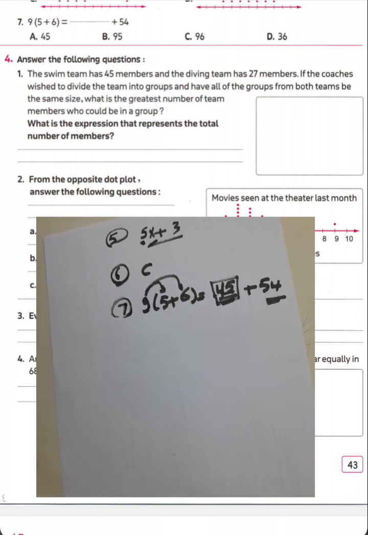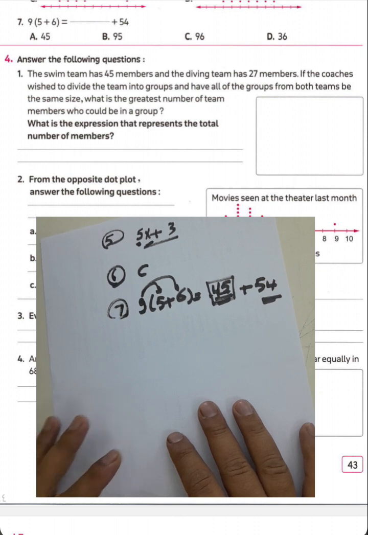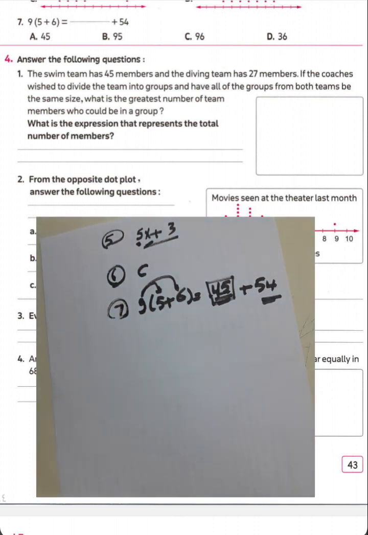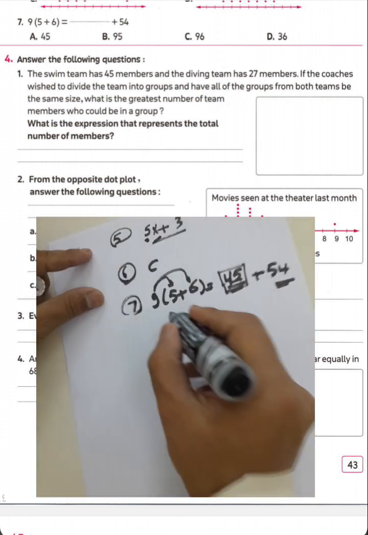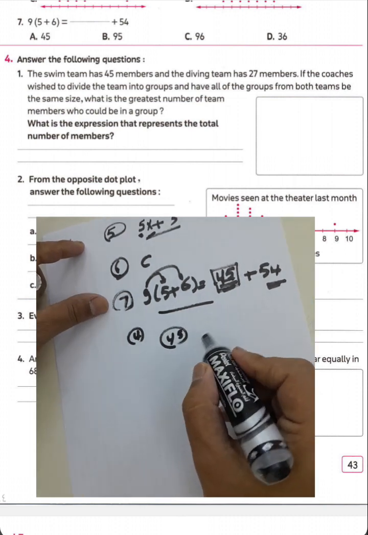We can use these steps by factorizing the two numbers and finding the common factors between them to find the greatest number of team members that could be in the group. We have two numbers here, 45 and the next number here, 27.